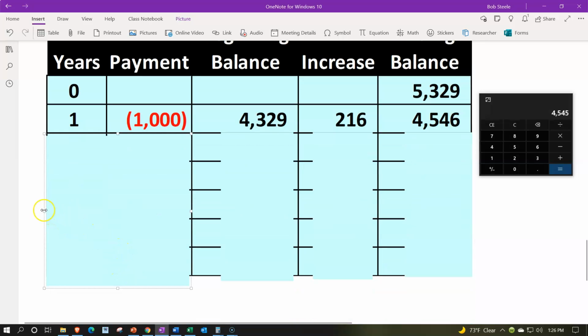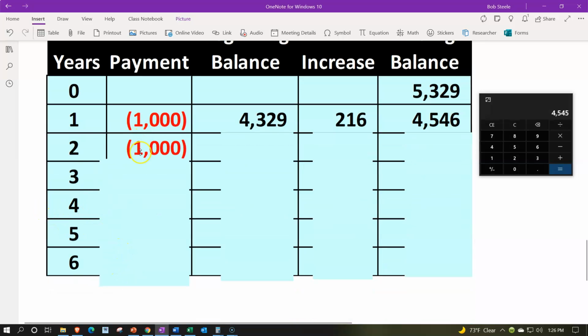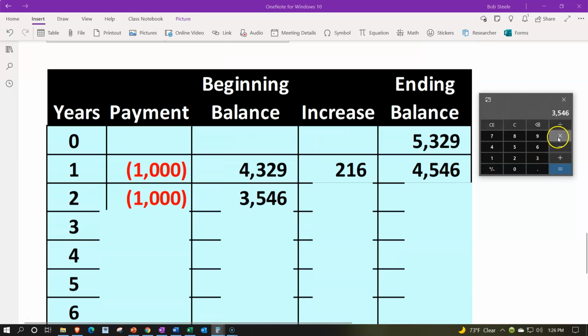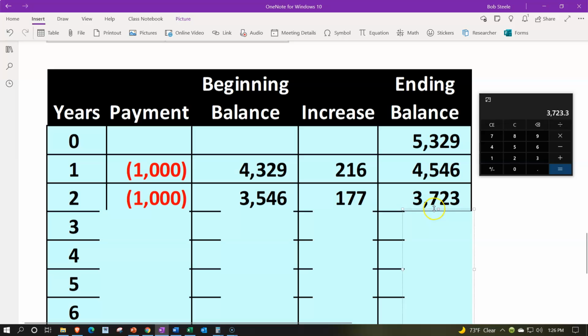Then in period 2, let's go ahead and pull this over here. In period 2, we got another 1,000 that comes out in January, the very beginning. So we had our ending balance at the end of year 1, 4546 minus the 1,000 means we have a beginning balance you can think about in years, January 1st, of the 3546 times the 0.05. What we're going to earn during that year is going to be the 177 plus the 3546 would give us an ending balance of the 3723.